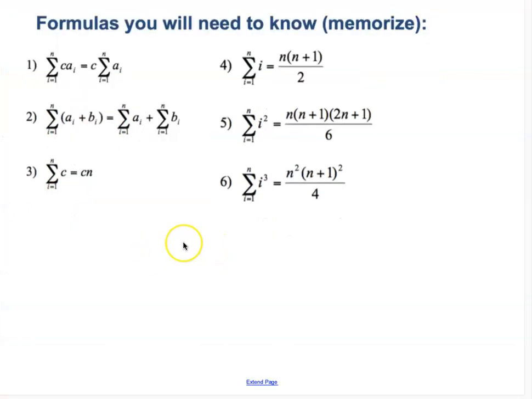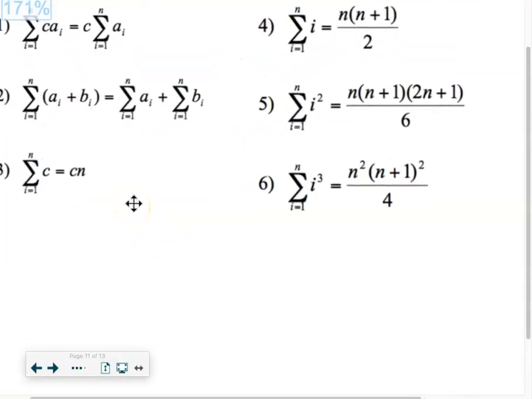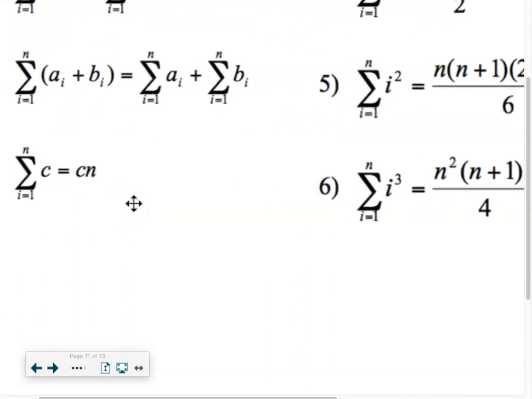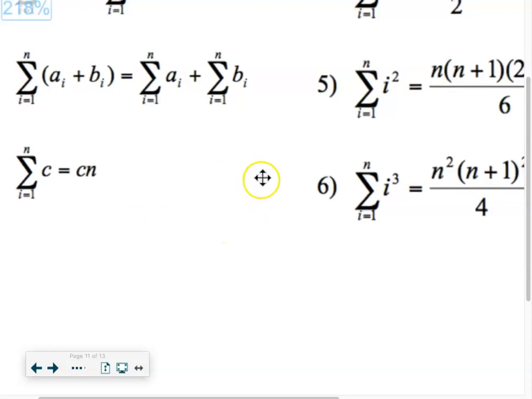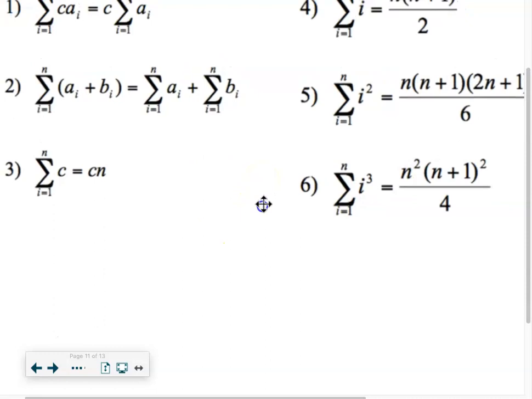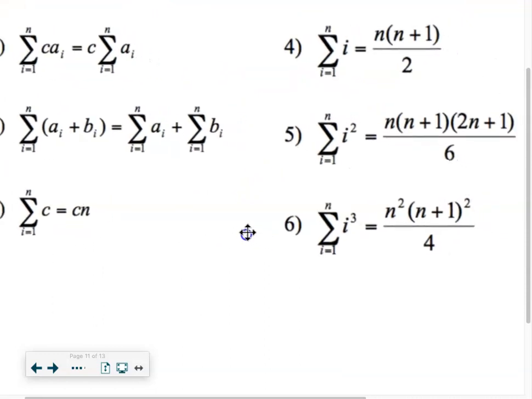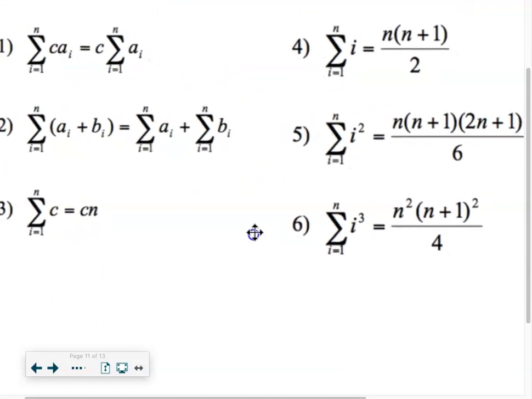So in order to do these problems, you have to know some summation formulas. Oh, wait, that's too big. Come on, go back. Come on. There we go. All right, that's as big as I can make them.